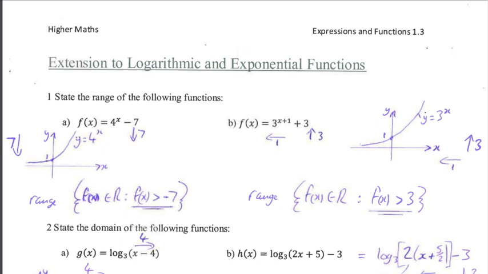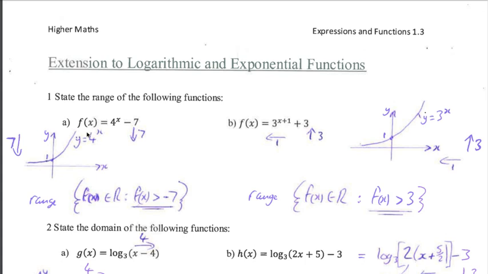In this lesson we're looking at using our domain, range and composite function knowledge and applying that to our knowledge of logarithmic and exponential functions. So state the range of the following functions: f of x equals 4 to the power x minus 7.